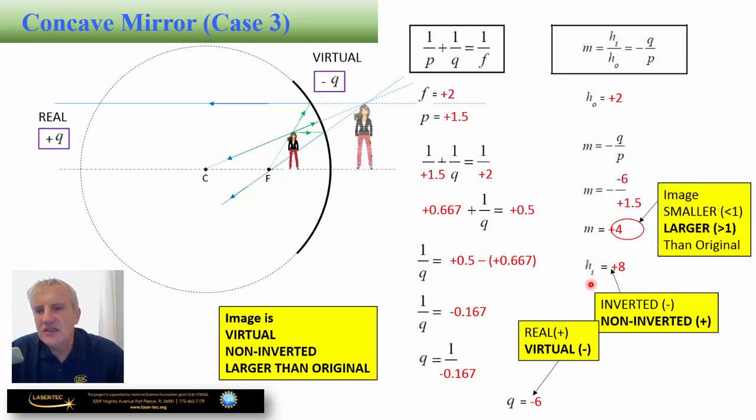And finally, the fact that the magnification is larger than one, specifically in this case equal to 4, means that the mirror image is going to be larger than the original. In this case, it is 4 times larger than the original according to the analytical approach.